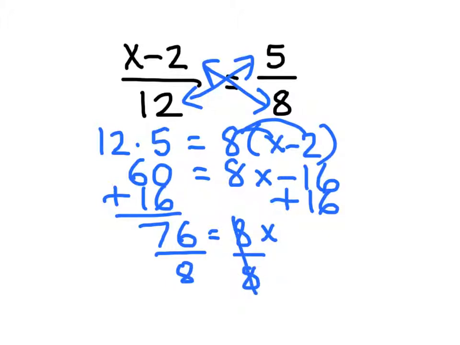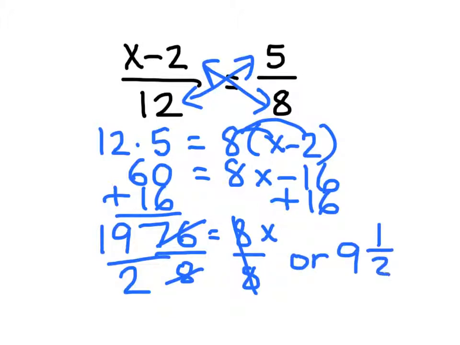So x is going to equal 76 divided by 8, but this can be reduced. If we divide by 4, 76 reduces to 19, and 8 reduces to 2. So x is going to equal 19 over 2, or if you want to write it as a mixed number, 9 and 1/2, as a decimal, 9.5. So how'd you do? Let's try another one.